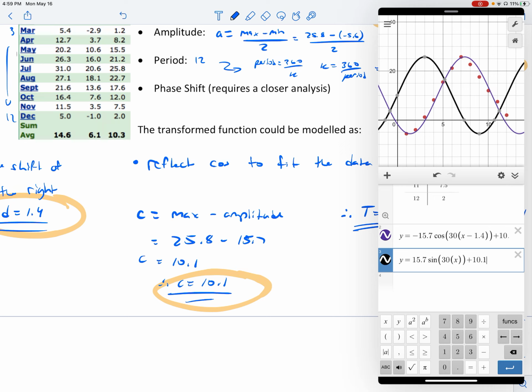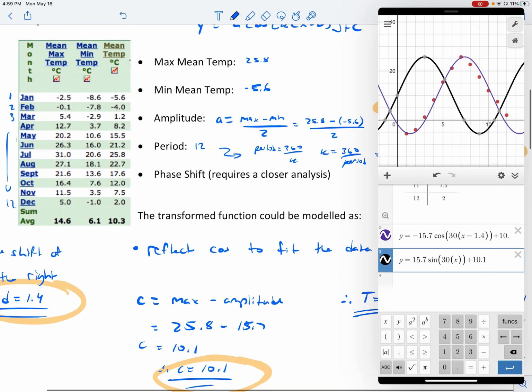So that's our black graph. I want it to line up with the purple one or with the red points. So one way to do it is to identify the key features in the table. So sine, we know, always begins at the center line. You can see the center line on the graph there, where C is. Sine always begins there. You can see that point right at the y-axis on the black curve. I want to move that point to line up with the table of values, with the purple graph.